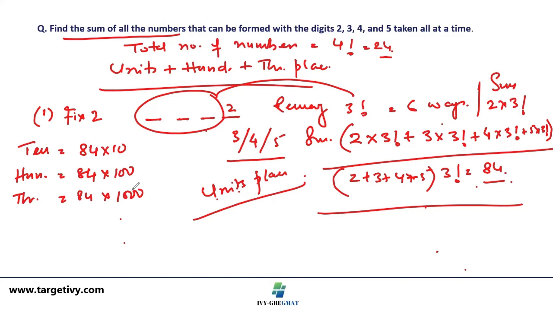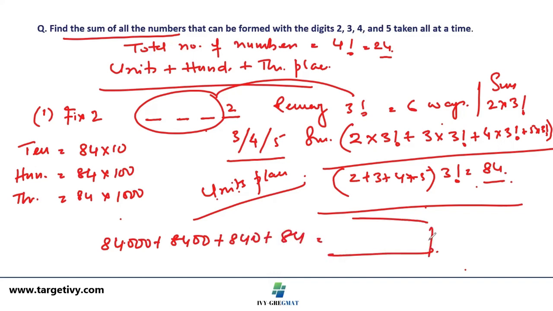So let's add up 84,000 plus 8400 plus 840 plus 84. Whatever is the number is the sum of all the numbers formed by these 5 numbers.